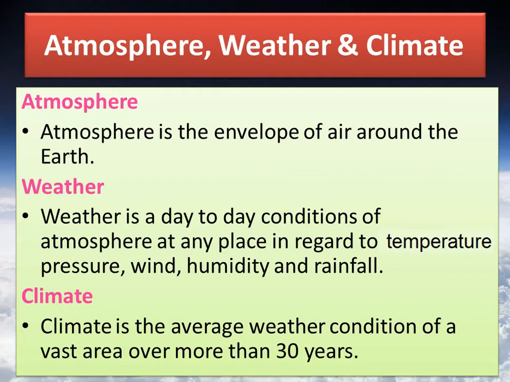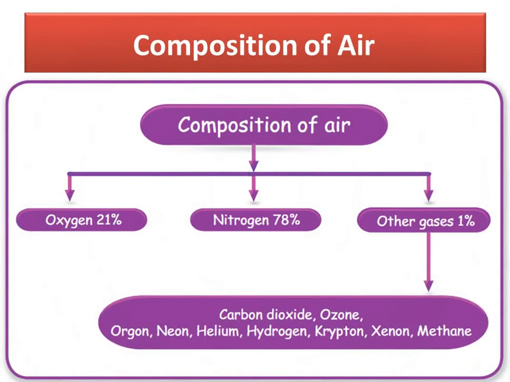Having seen about the atmosphere, that is the envelope of air around the earth, then weather and climate, let us see what the air is made up of. What are the gases that form the air? That is called the composition of air. Composition means the constituents or the components or the parts in the air. What are the things that are there in the air? Oh, it is all gases, right? Now what are the different gases?